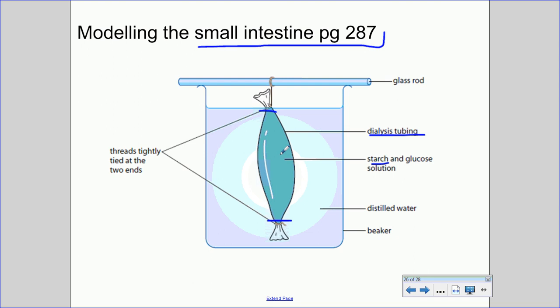Starch will not move out of the dialysis tube, but small molecules such as glucose and maltose will. As maltose is formed from starch digestion, it can move out of the tube, and you can test for the presence of maltose outside of the tube in the beaker water or inside the dialysis tube as well. And you can test for the presence of starch inside of the dialysis tube as well as outside the dialysis tube. More information on this can be found on page 287 of your textbook.